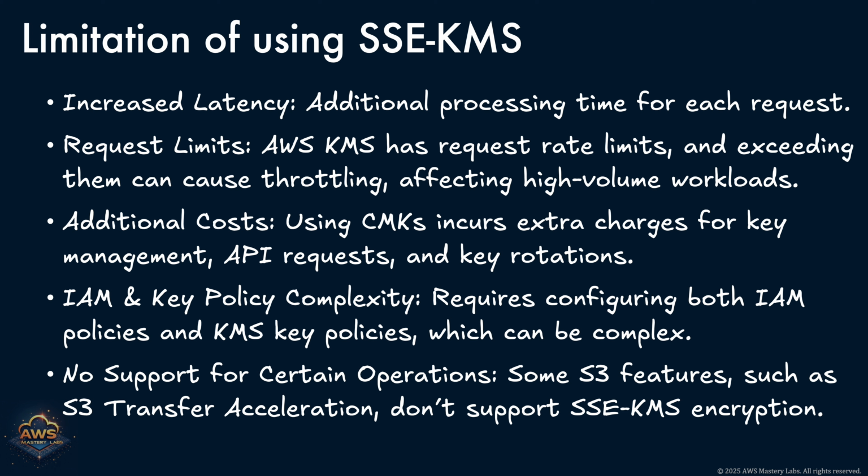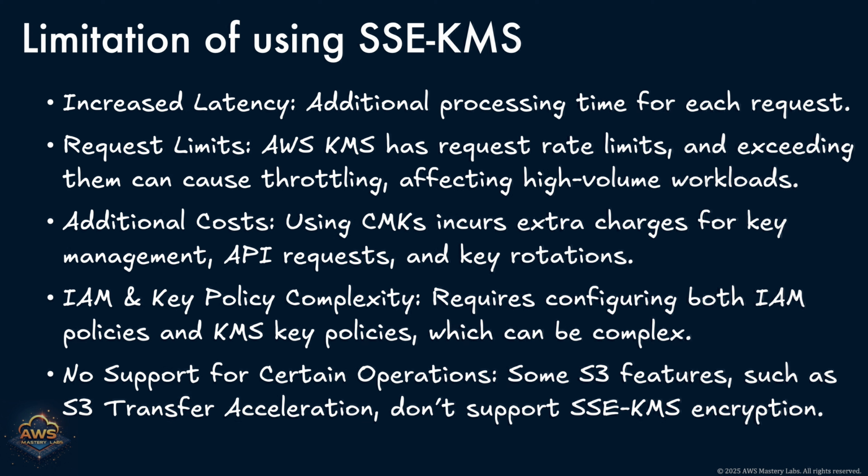First, each encryption and decryption operation requires a direct call to AWS KMS, introducing additional latency compared to SSE-S3. While often negligible for small workloads, this added processing time can impact performance in latency-sensitive applications or bulk transfers. Another important consideration is that AWS KMS enforces request rate limits. For high-volume applications, especially those uploading or accessing objects at scale, these limits can lead to throttling, which may cause delays or errors if not properly managed.